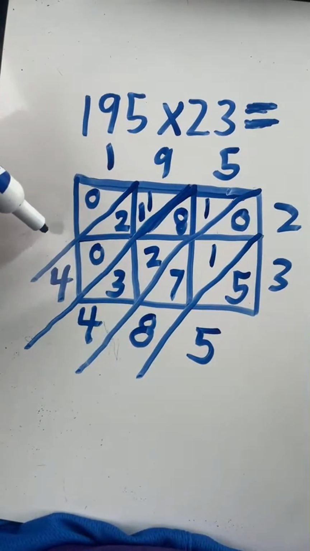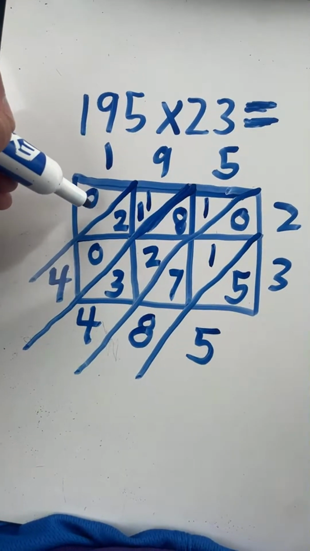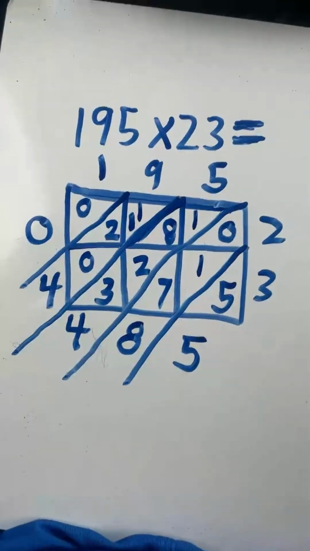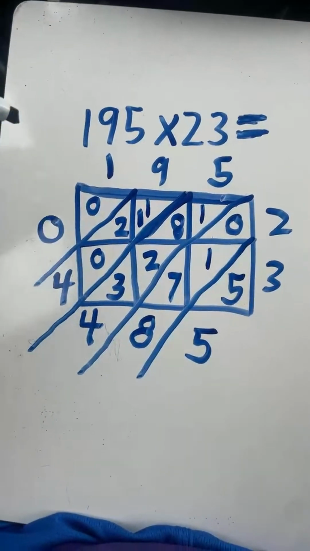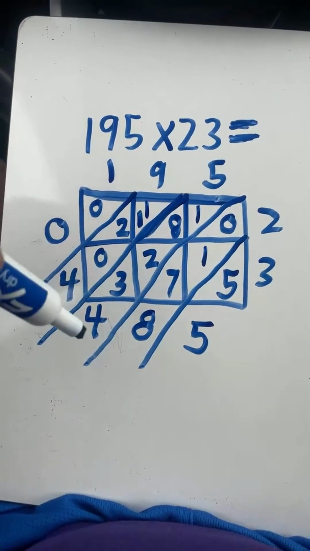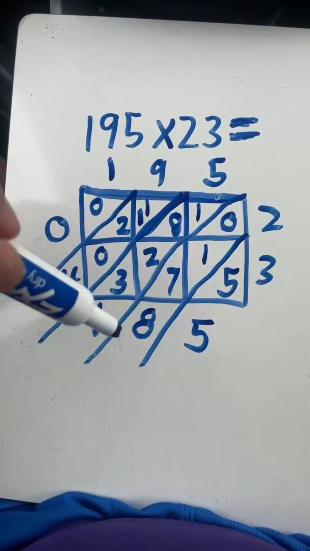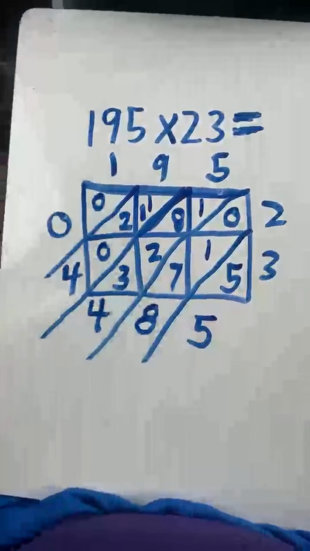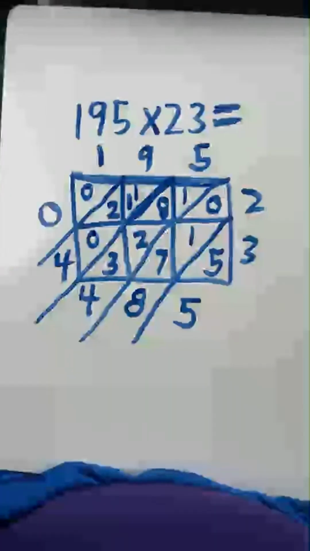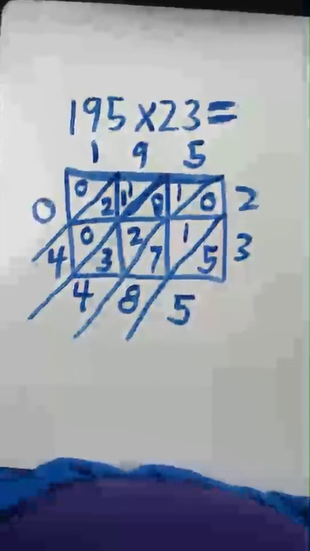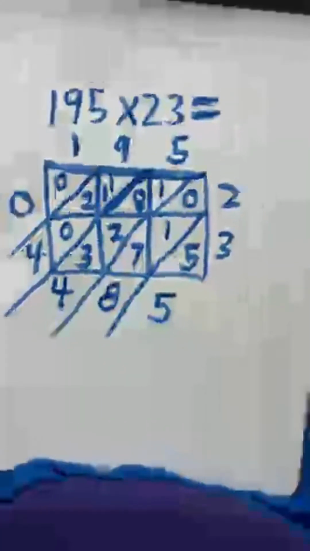Now in the line representing the 10,000s place, the only number we have left is 0. So we're going to put a 0 here. So now we're going to read left to right. So we have a 0 in the 10,000s place. We have a 4 in the thousands place, a 4 in the hundreds place, an 8 in the tens place, and a 5 in the ones place. So our answer is 4,485. 195 times 23 equals 4,485.